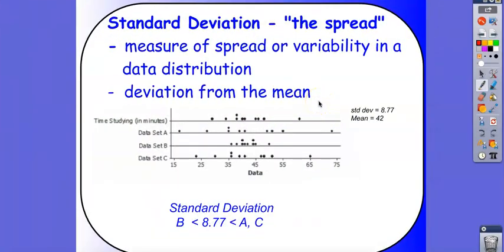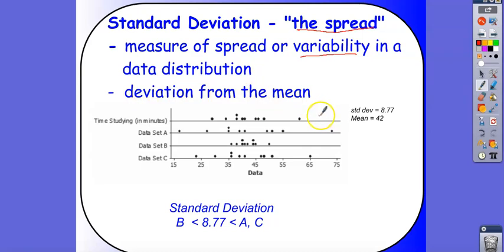Okay, they also talk about the standard deviation. A lot of times they use the word spread. It's the measure of the spread or the variability in the data distribution. You can also think of it as how far off, what's the deviation from the mean.